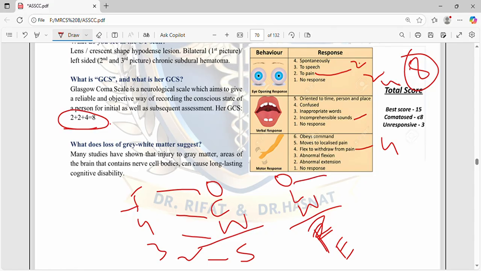Here we have obeys commands, which will be 6. You have to remember that motor starts from 6, verbal from 5, and the eye from 4 as the starting point. So obeying commands is 6. L for localize the pain is 5, withdrawal from pain is 4, flexion to pain is 3, and extension to pain is 2. So OCWS, OLWFE, and the other is SSP.